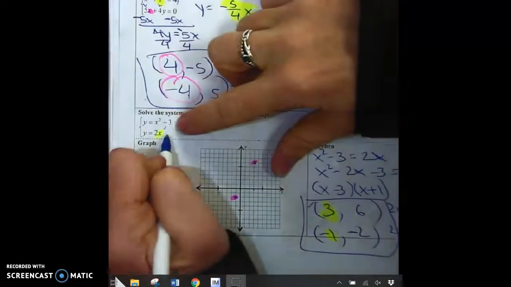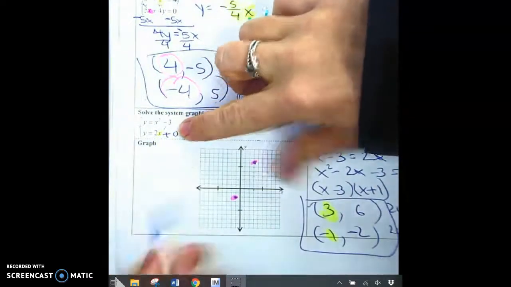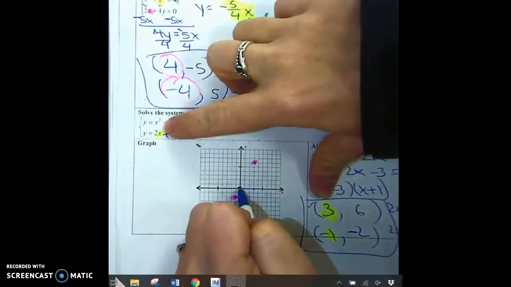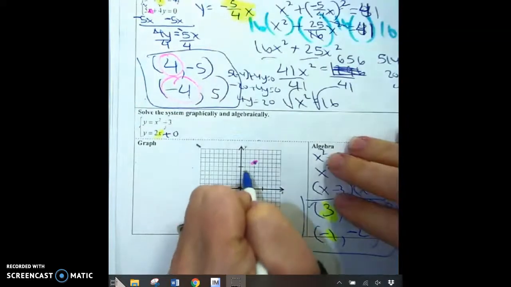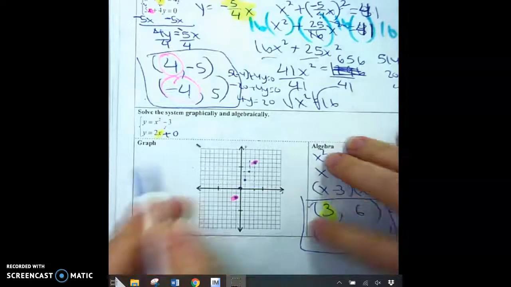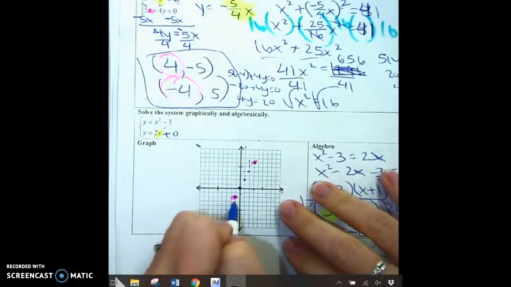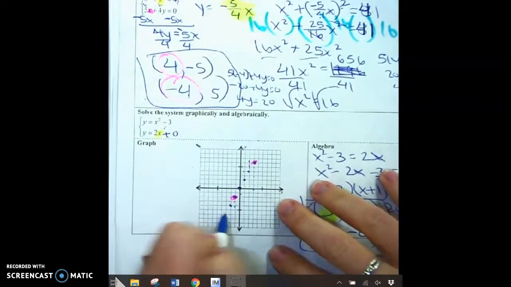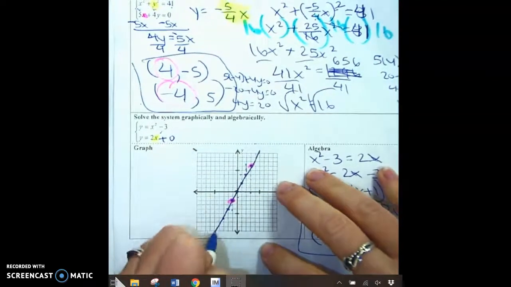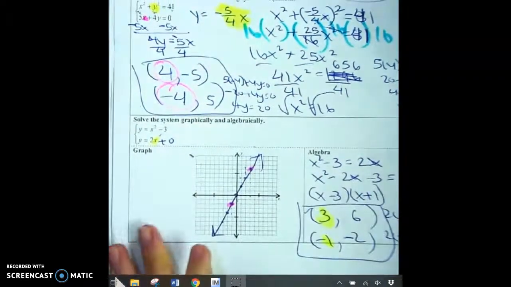So if I'm going to graph this one, there's an imaginary plus 0. So I'm going to go up 0. Then I'm going to go up 2, right 1. Up 2, right 1, up 2, right 1. Yay for me. Down 2, left 1, down 2, left 1, down 2, left 1. So far, I'm good to go. Now I need to graph this one.